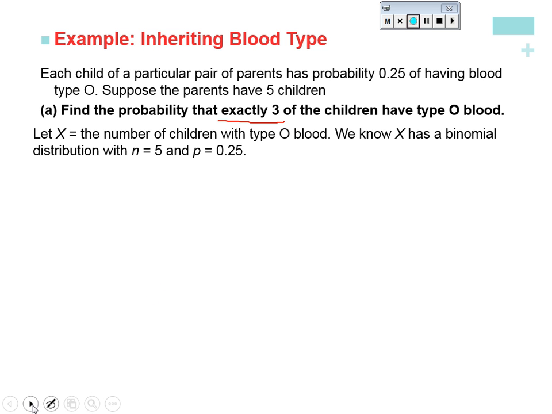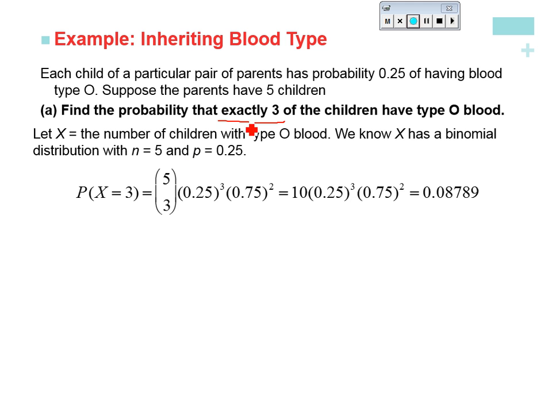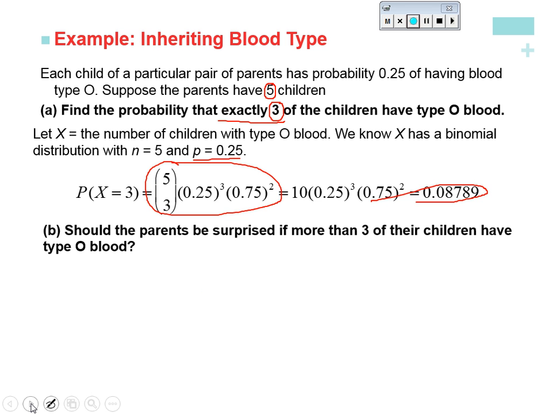So if we're using the formula for this, the number of trials would be 5 since there's 5 children. That would be the value of n. 3 would be the value of k because that's the number of successes we're dealing with, and p would be the probability of success. If I put those values into the binomial probability formula and work this out, here's what we get: 0.08789. So we would say the probability of that occurring is roughly 8.7, maybe 9%.